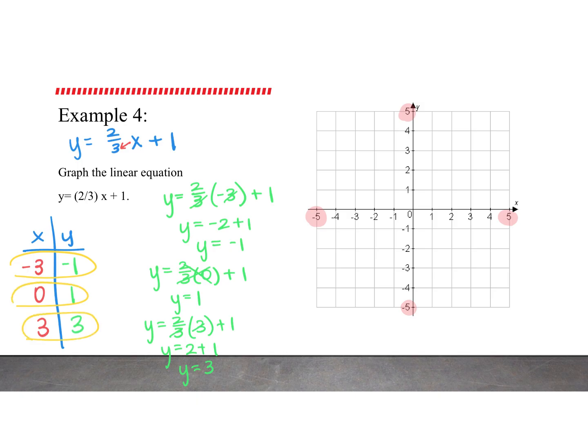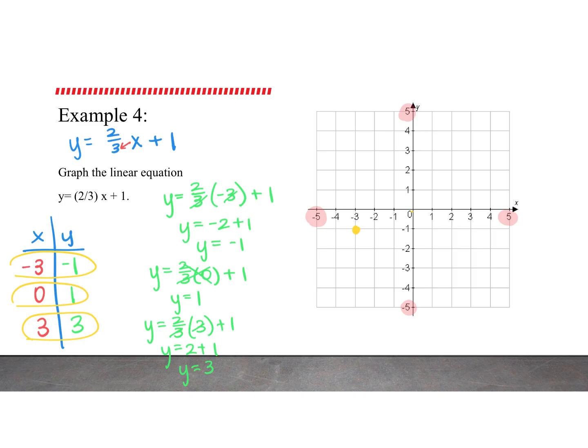Keep in mind your x moves you left and right. Your y moves you up and down. So our first ordered pair, negative 3, negative 1. Negative 3 takes us left. Negative 1 takes us down.